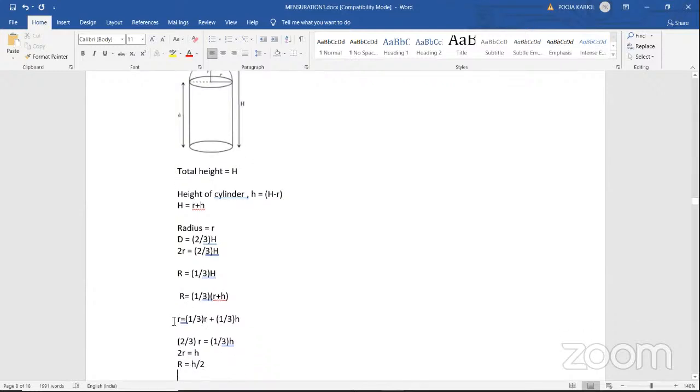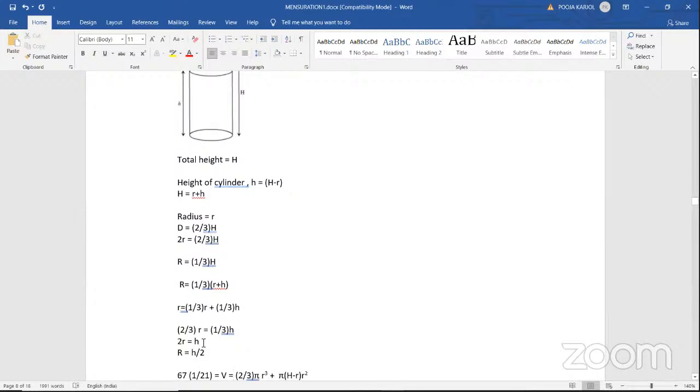Take this r here. r minus 1 by 3 r will give you 2 by 3 r is equal to 1 by 3 into h. We'll get 2r is equal to h, or r is equal to h by 2.